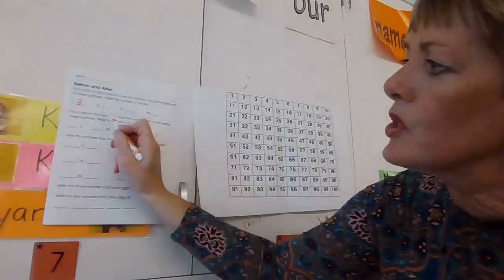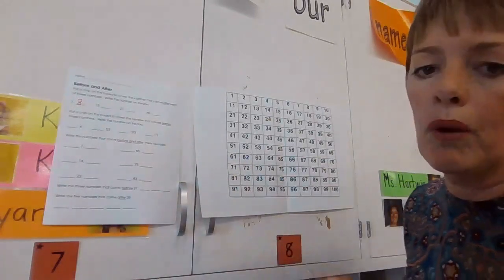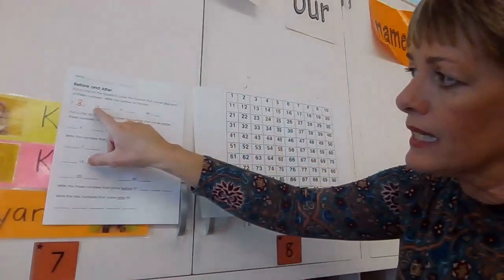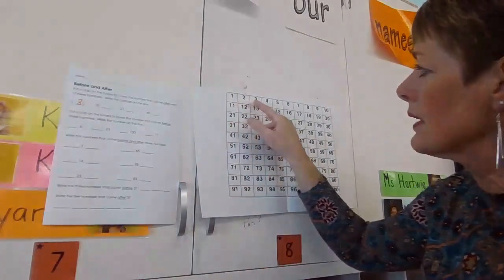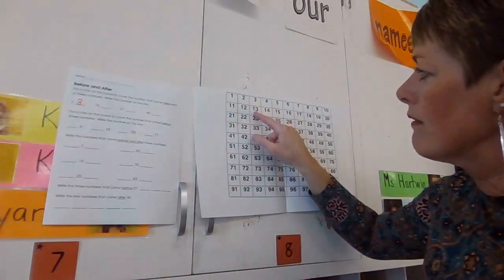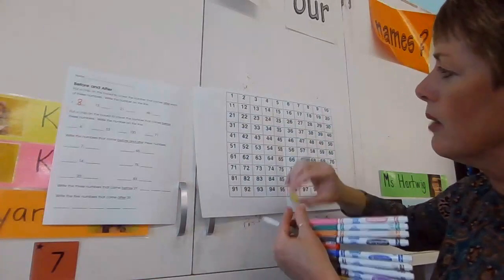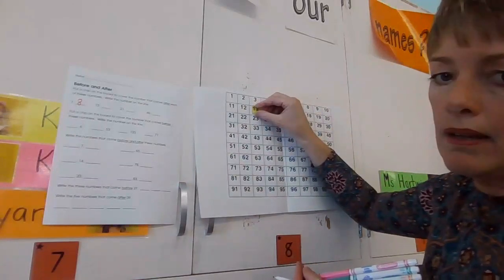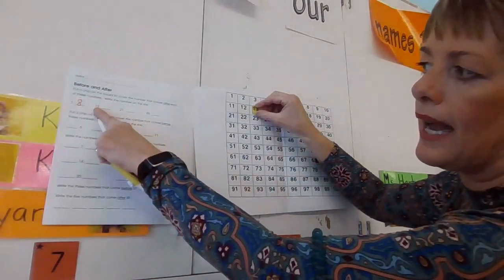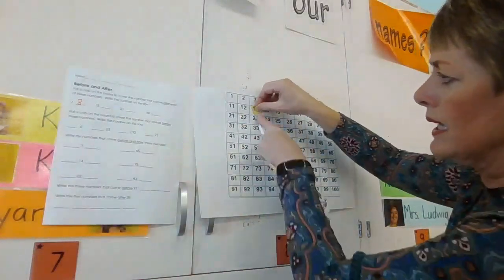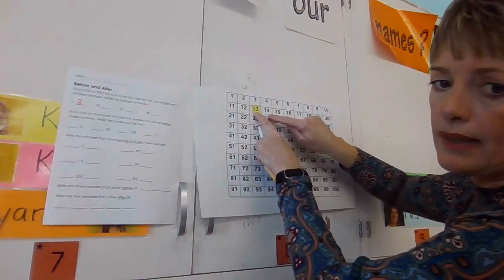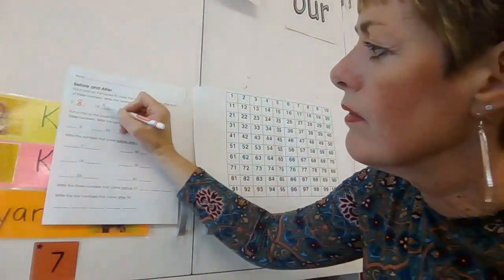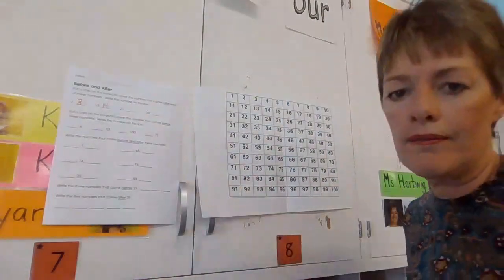Next one says, put your chip on number 13, 1, 3. Now, if I'm not sure where to find number 13, what I do know is 13 has a 3 at the end of it. I have to look at the 3 and then go down and find 13. There it is. Put your chip on it. Move your chip from 7 over to 13. And it says, what number comes after 13? So if I'm looking at 13, I look at the number that comes next. It's 14. So I'm going to write 14 on the line.